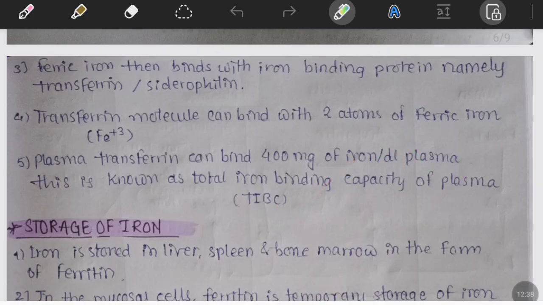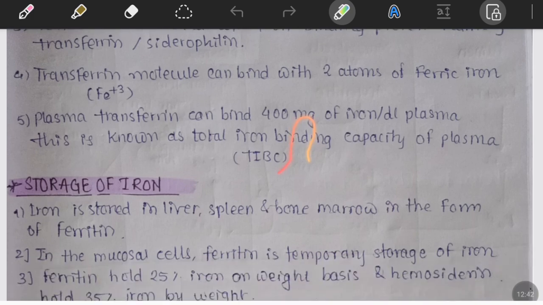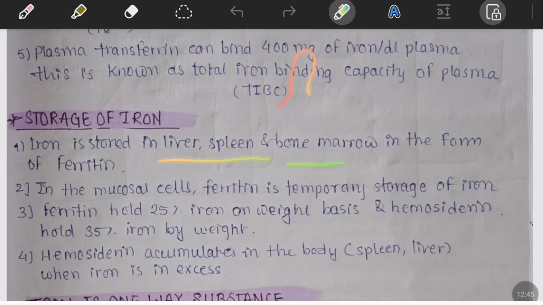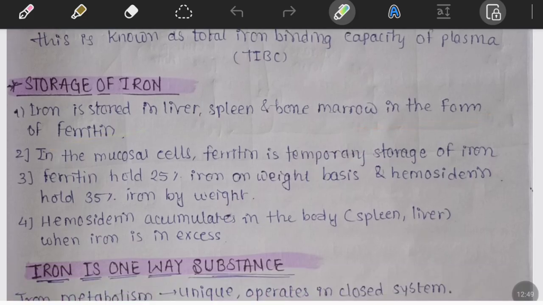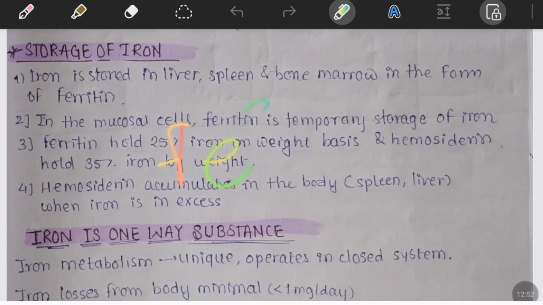After traveling in transferrin, where does iron go? Mainly to the liver, spleen, and bone marrow. These are the body's iron storehouses. Ferritin is the major storage form of iron, soluble and easily available whenever the body needs iron. Remember, ferritin contains about 25% iron by weight. Now suppose the body has too much iron. Will it keep it in excess? As hemosiderin. Hemosiderin is the insoluble form mainly seen in the liver and spleen, especially during iron overload. It contains about 35% iron by weight.